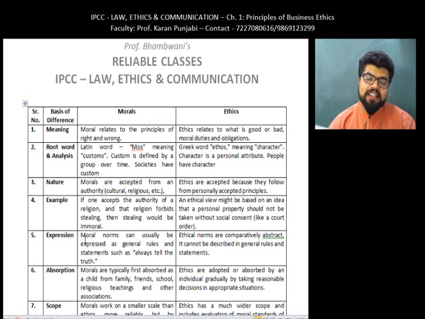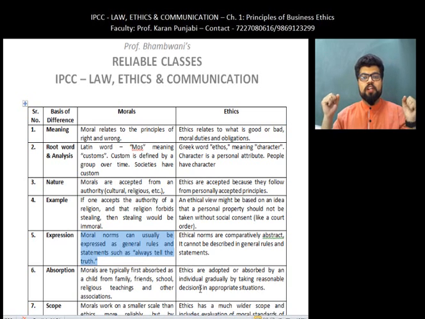So how are these things expressed? Now we come to the expression part of it. When we talk about expression, moral norms can usually be expressed as general rules and statements. So in case of morals, usually it is dictated in the form of general rules and statements. For example, always tell the truth. This is a statement which we have been listening and learning from years.